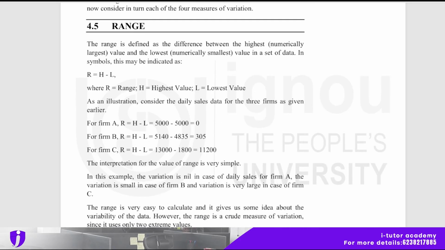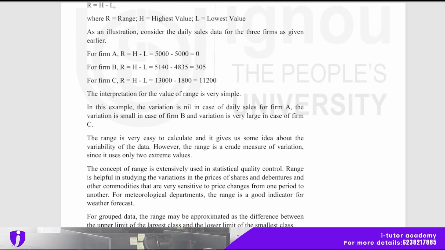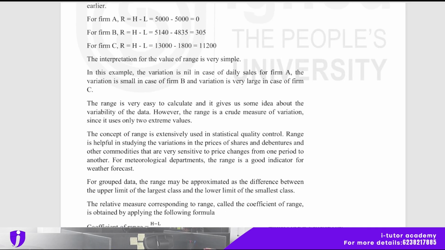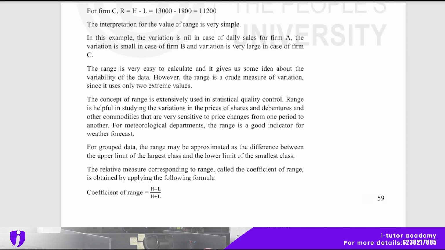So here are the symbols. And in this example, the variation is nil in case of daily sales for firm A. The variation is small in case of firm B, and the variation is large in case of firm C. The range is very easy to calculate and it gives us some idea about the variability of the data. However, the range is a crude measure of variation since it uses only two extreme values.